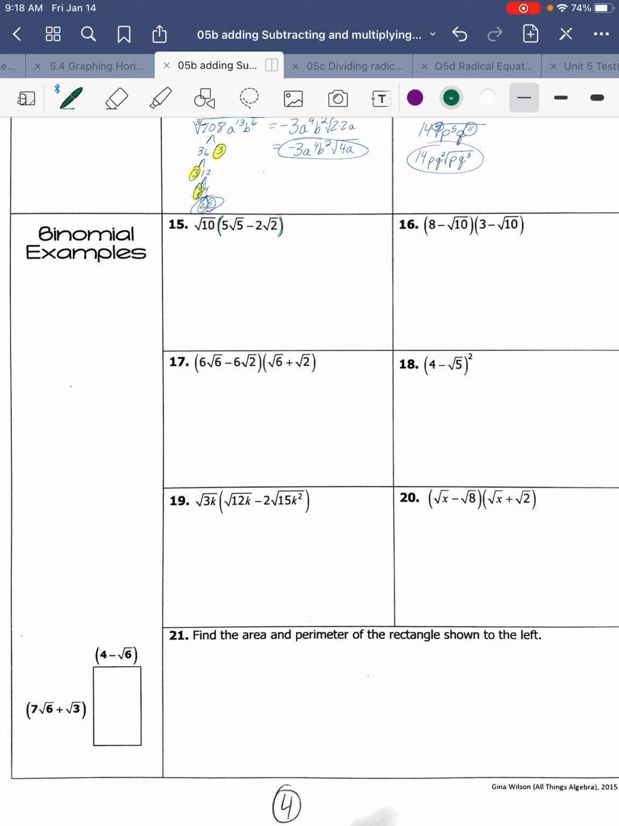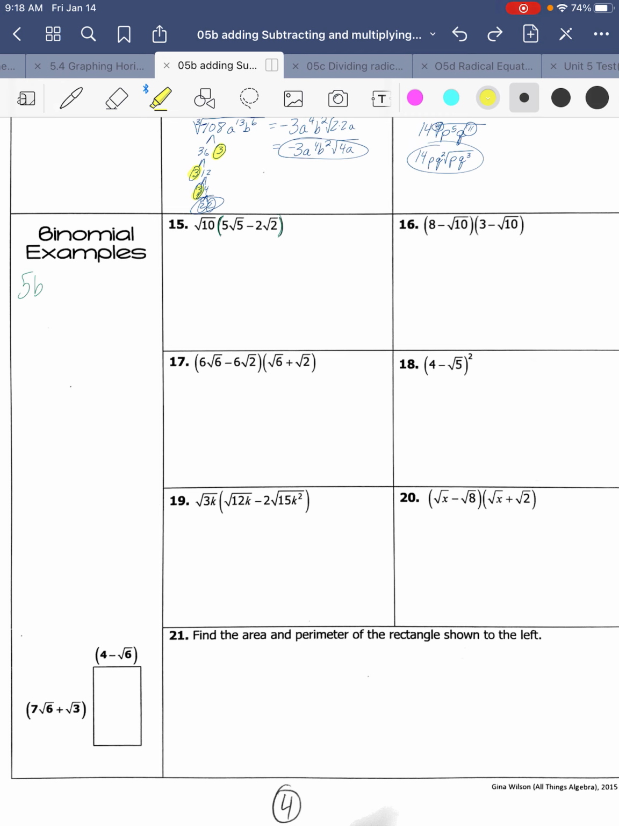All right, we are continuing with 5b. This is still 5b. Now we're talking about multiplying monomials times binomials. So it's a monomial expression times a binomial expression, two terms. Binomial just means that you have a term and you have two different terms joined by addition or subtraction.